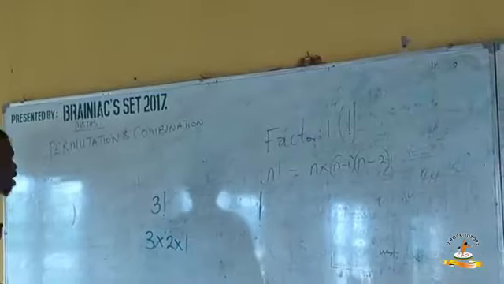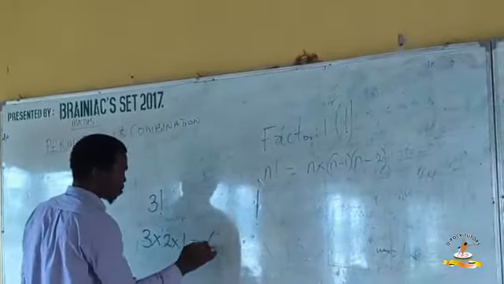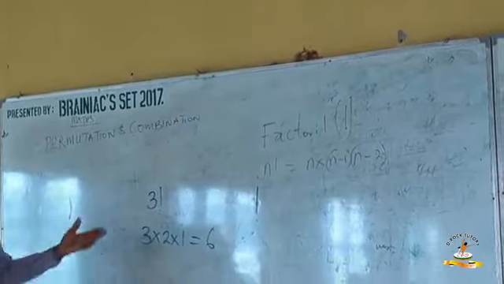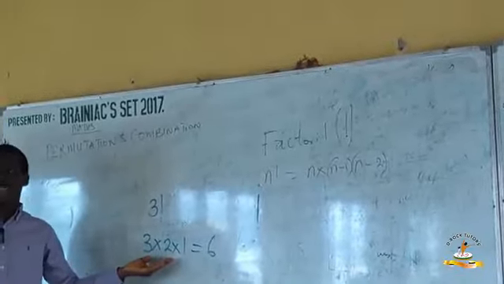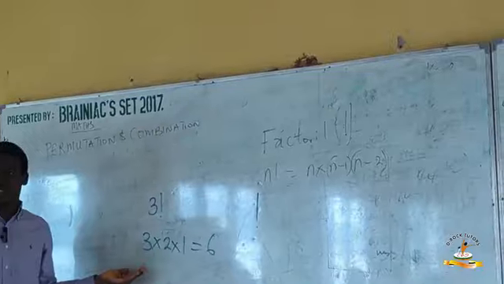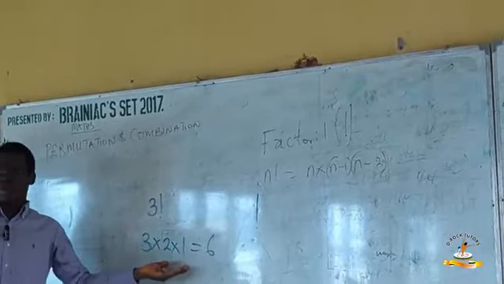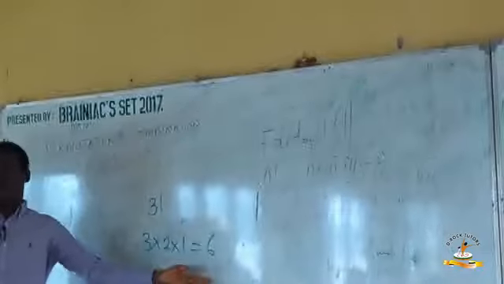So my answer here means what? I'm going to have 6. So whenever you see 3 factorial, it means 3 multiplied by the next number that is 1 less than the initial number, 2 multiplied by 1, and that is going to be 6.